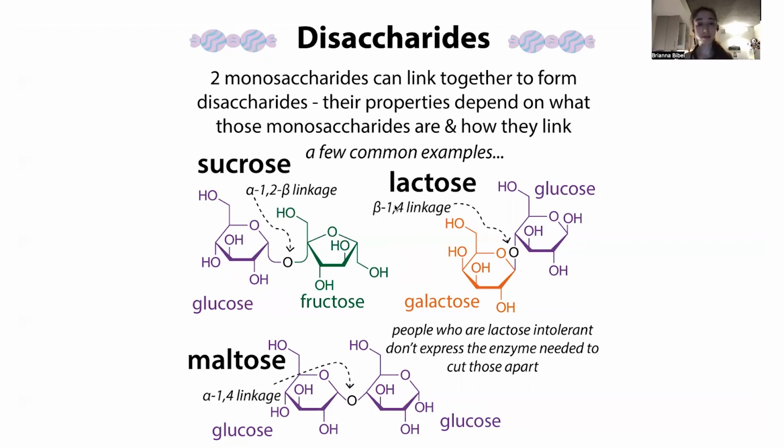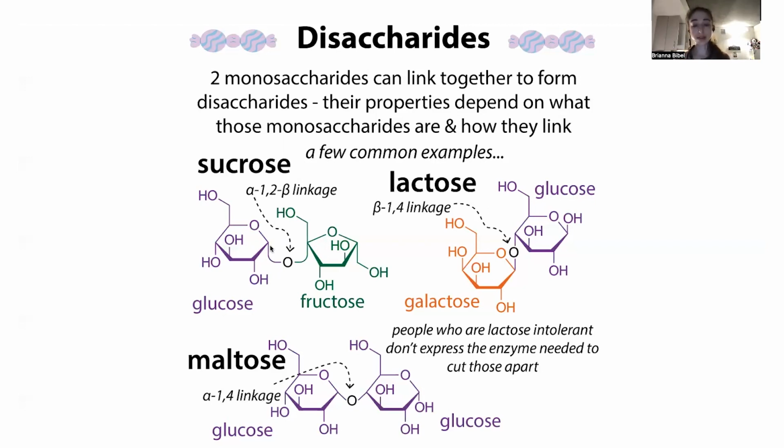So a couple common disaccharides are sucrose. This is just like table sugar. It's got a glucose and a fructose attached in this alpha 1,2 beta linkage. So don't worry about the nomenclature, but remember that alpha or beta is basically whether this group is sticking up or down, because when it ringifies, that last group can stick up or down.